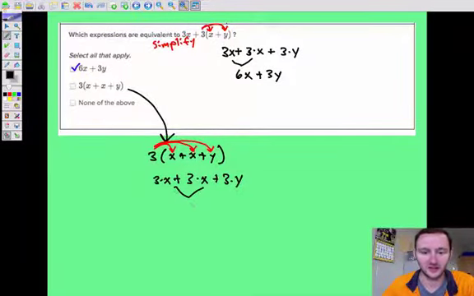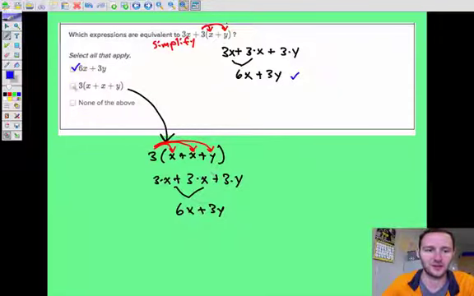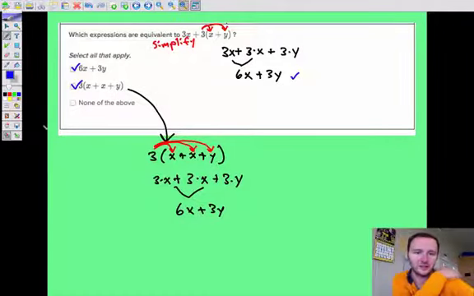Combine like terms again. This should look familiar. But this is 6x plus 3y, which is again the same as what I had up here. So that tells you these two are the same, so that means you can check that one too. Okay? So actually both of those ended up being equivalent or the same.